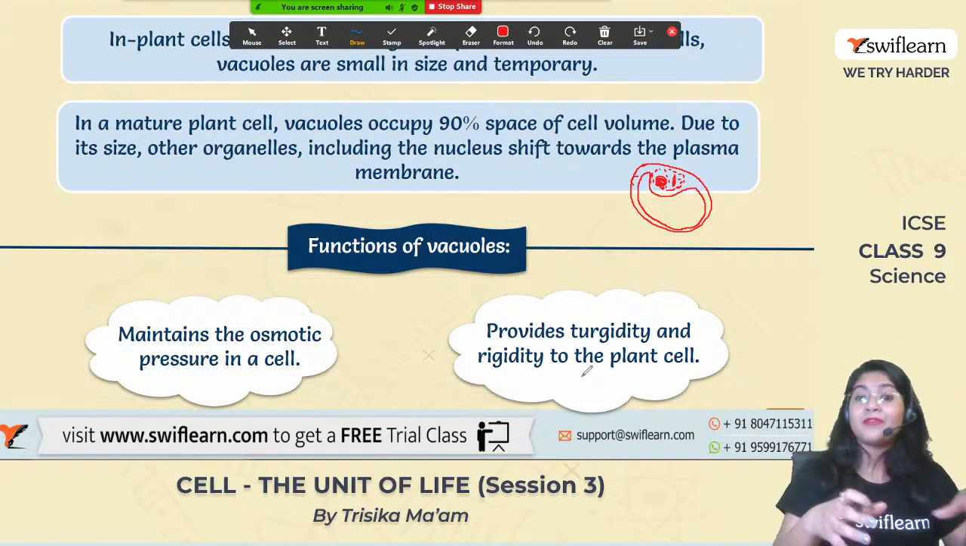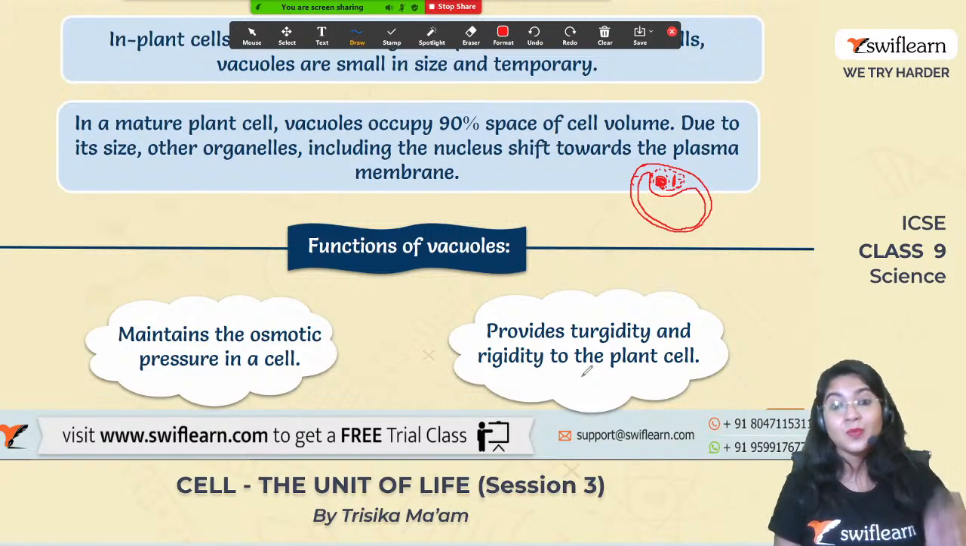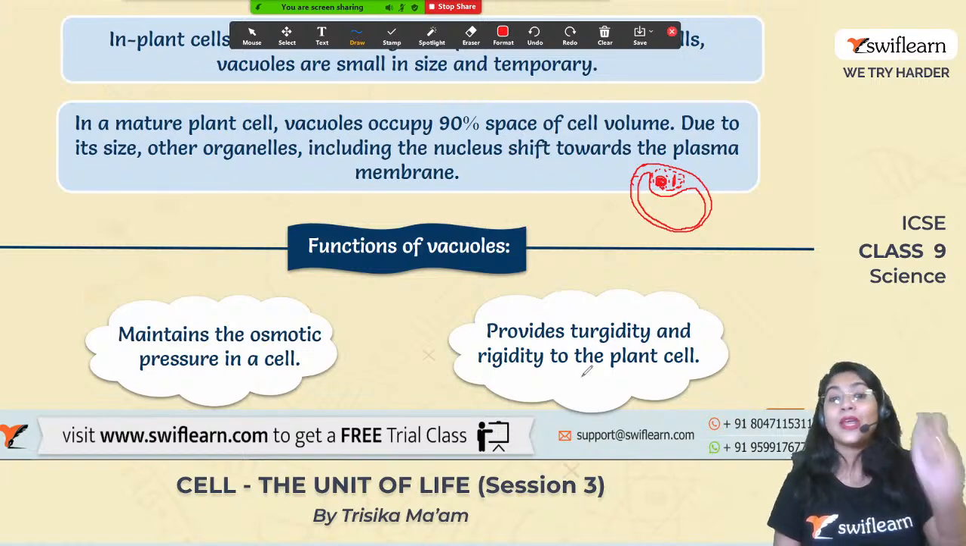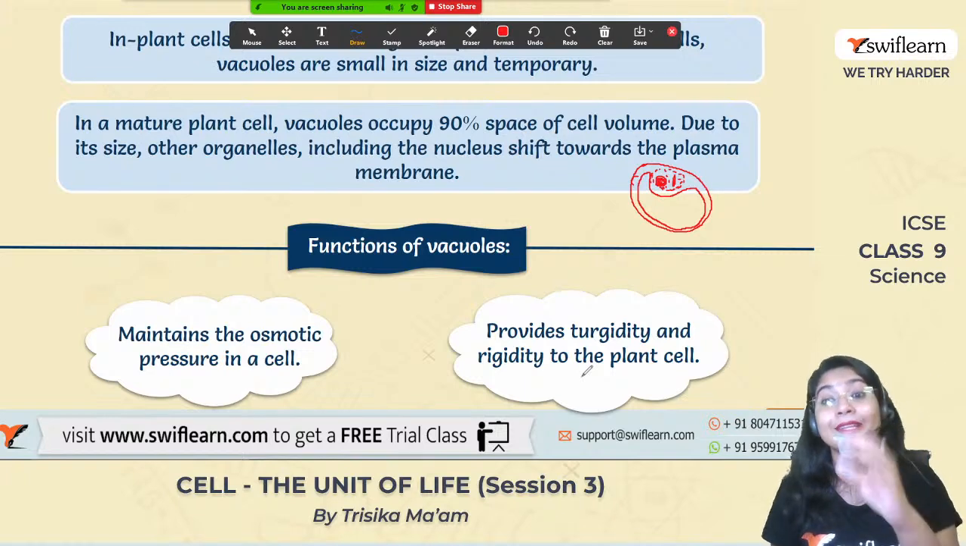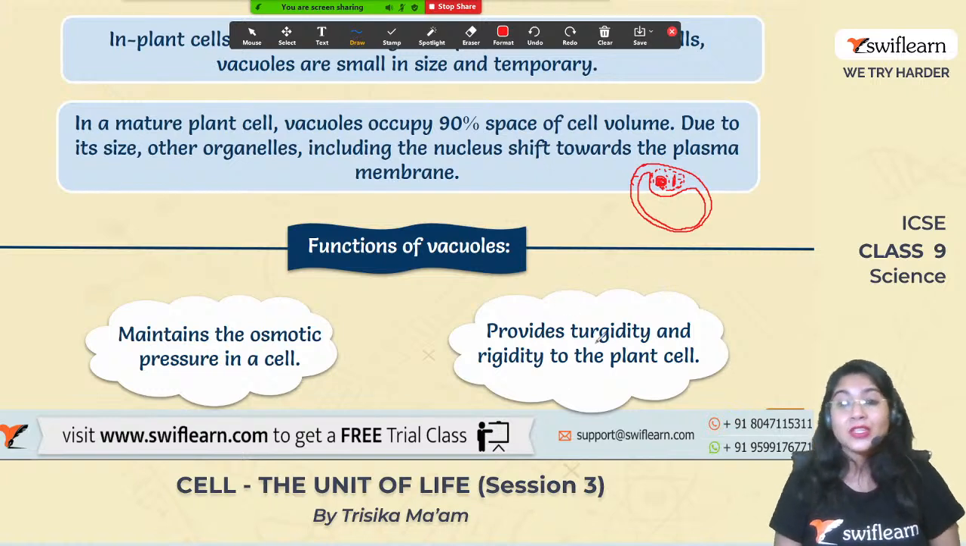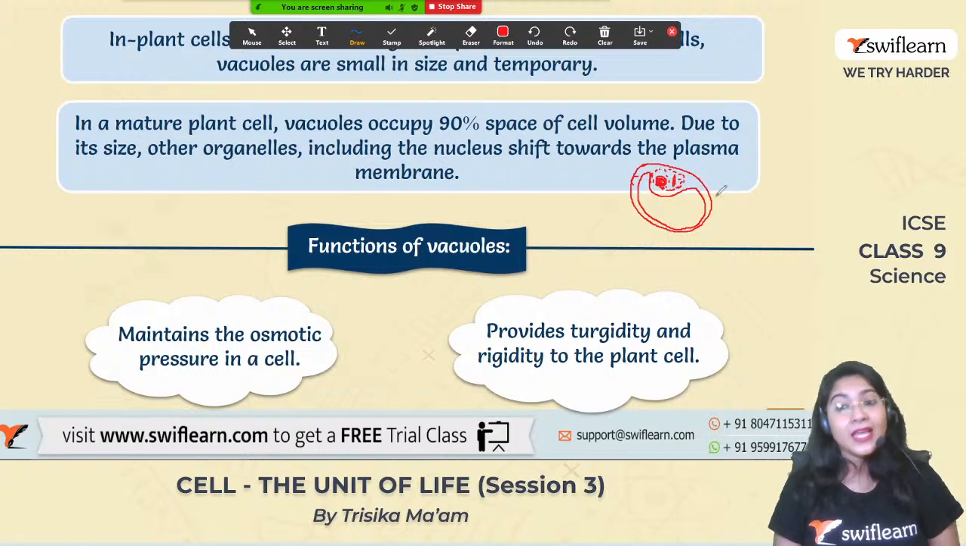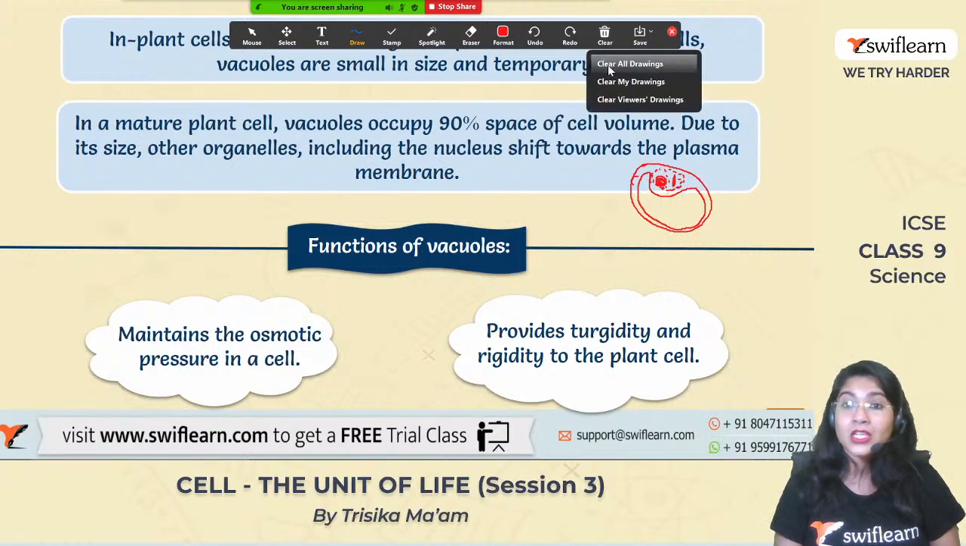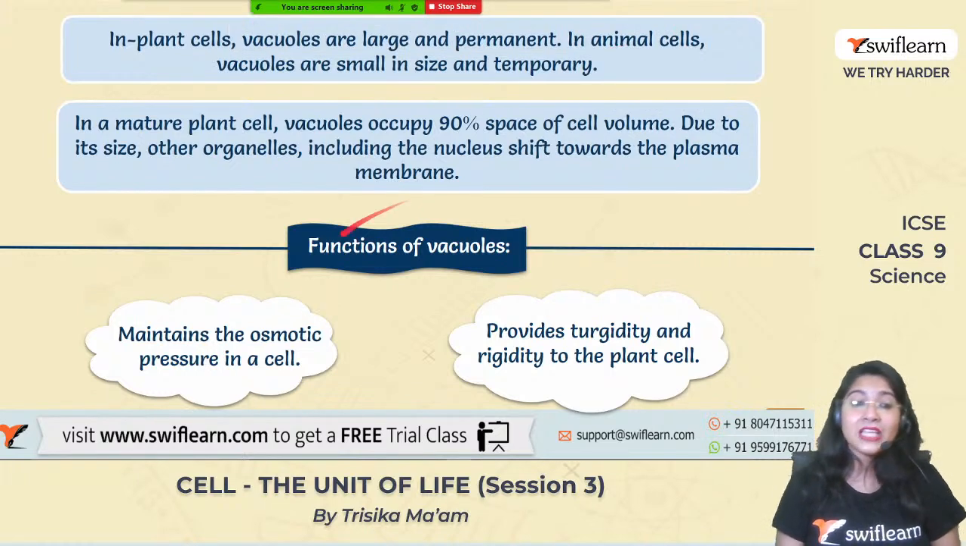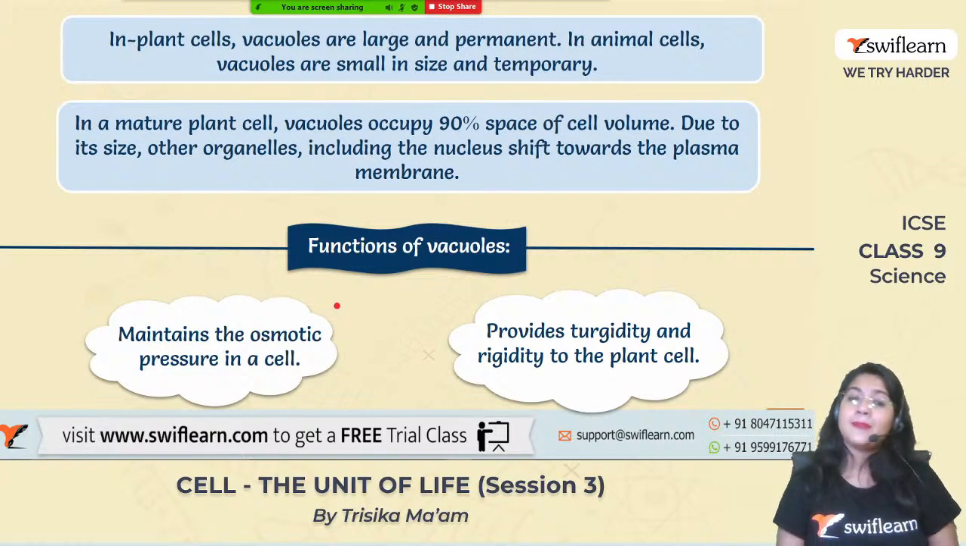This rigidity and turgidity is mainly given by the cell wall present within the plant cell, as well as the vacuoles present within the cells. Clear? So turgidity and rigidity in the plant cell is maintained with the help of the large vacuoles within the plant cell, and they also help in maintaining the osmotic pressure within the plant cell.